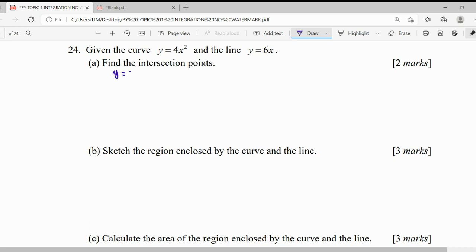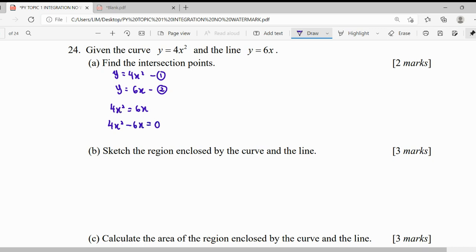So y equals 4x squared will be our first equation, and y equals 6x will be our second equation. When we solve this simultaneous equation, we substitute, and we will get 4x squared equals 6x. Remember, you don't go and cancel like that. When you meet a question involving a quadratic, we have to move everything to the left hand side so that we can solve this question by factorization.